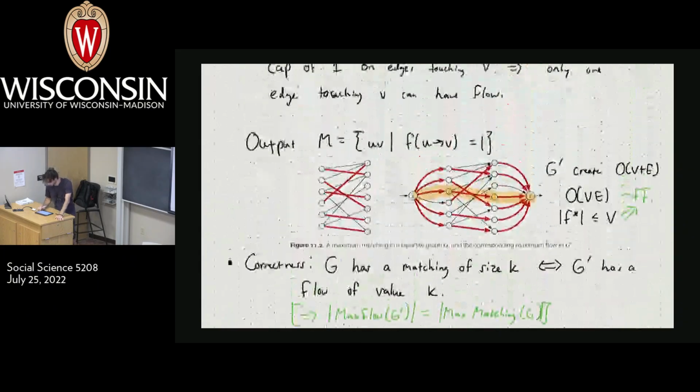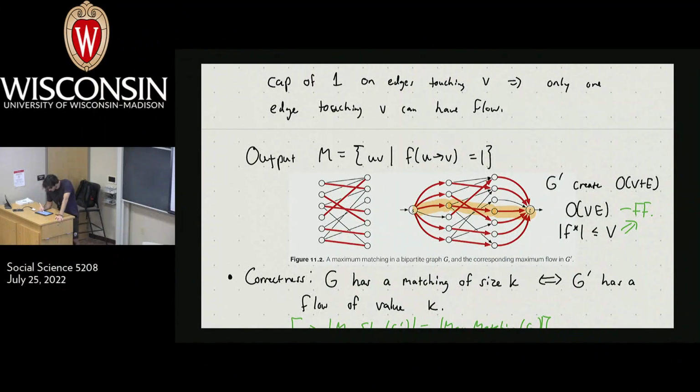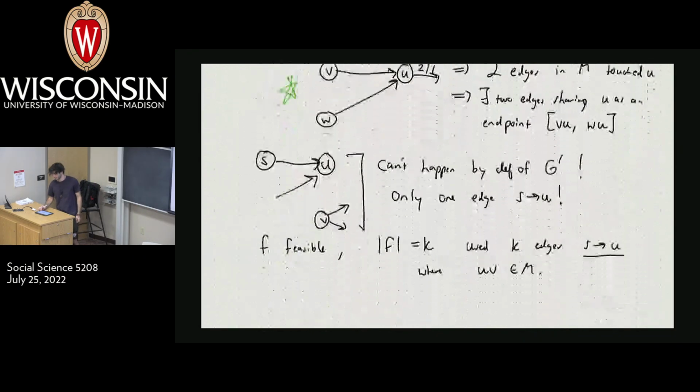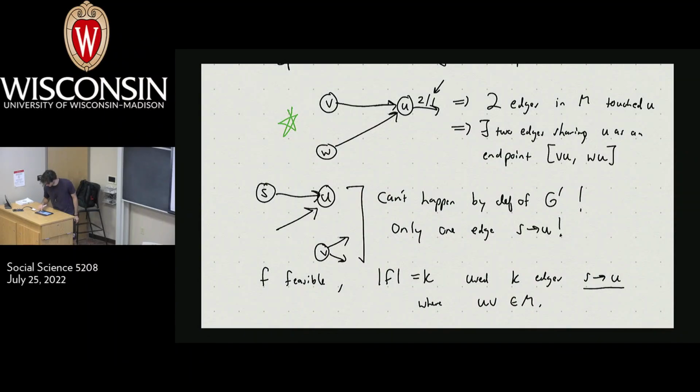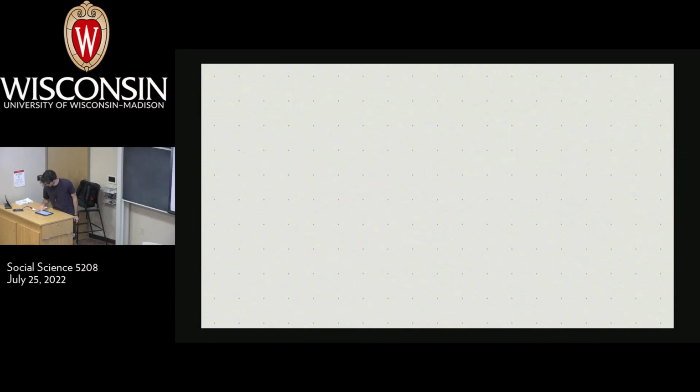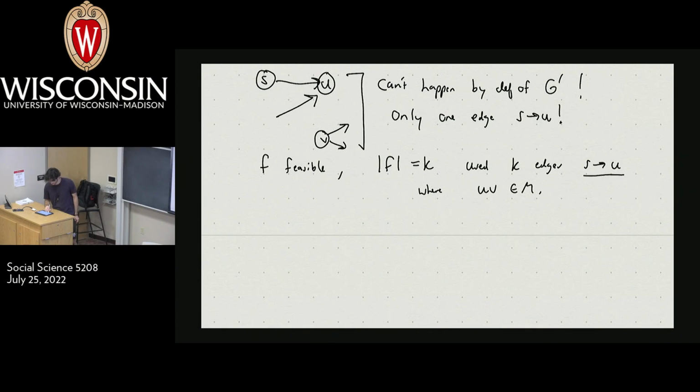So in the picture here, each of these in red have flow value 1. So for each edge in the middle, we know there's an edge that goes into it to satisfy conservation, and so that adds 1 to the value of the flow. So the value of the flow is exactly equal to the value of the matching. Okay.